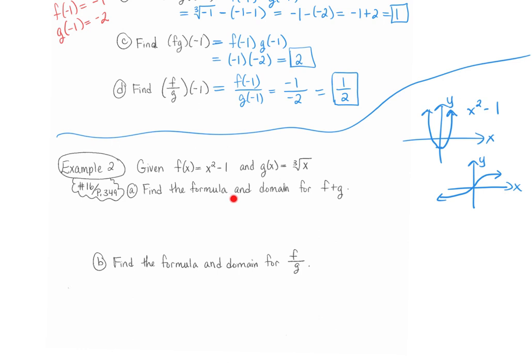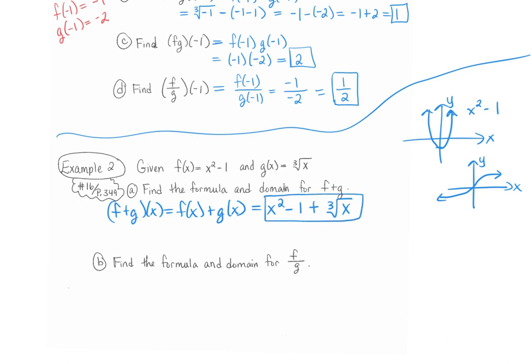Okay. So now all of that, so we can just identify what's happening. We want to find the formula and the domain for f plus g. So first we want to find the formula. In other words, let's just write out what f plus g of x is. So f plus g of x is f of x plus g of x. And typically you don't have to write this at all, right? I'm just writing it because you're just learning it. So that's equal to x squared minus 1 plus the cube root of x. That's the formula. That's it. That's the formula portion. Okay, so we found the formula.